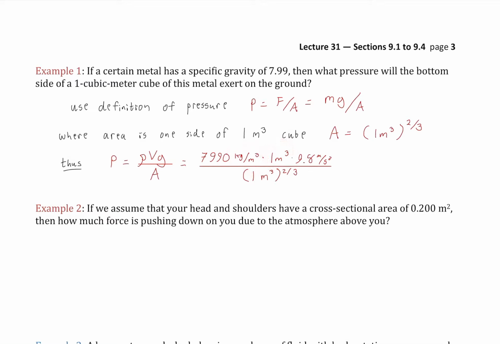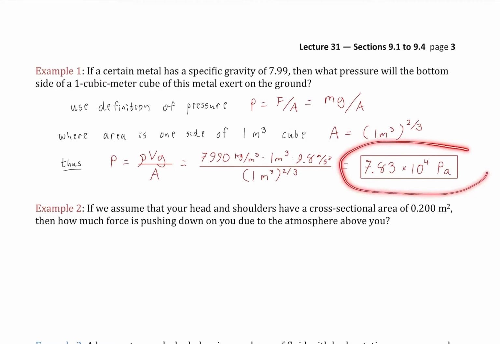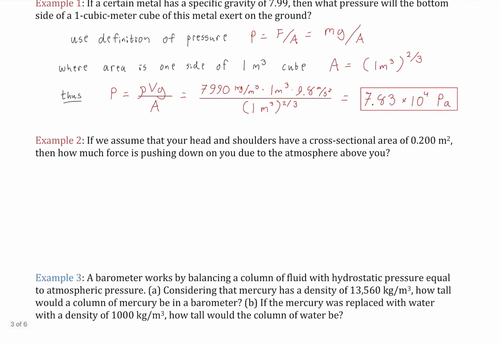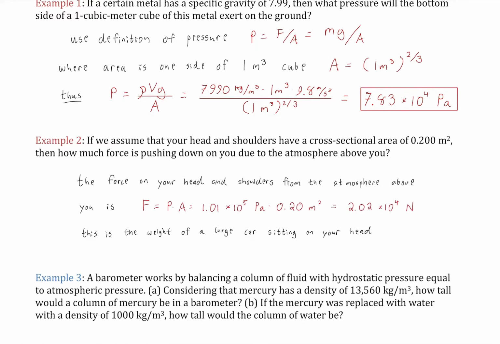Multiply by the volume, multiply by gravity, and divide by the area, which is just 1 raised to the 2/3 power, which is 1. And there we get 7.83 times 10 to the 4 pascals, or 78,300 pascals. Okay? And that's the force per area on that side of the cube pushing on the ground, right? Newtons per square meter. Okay, example 2.